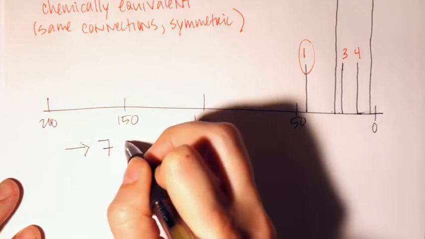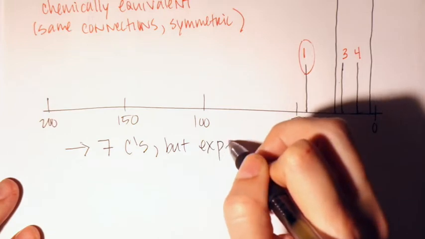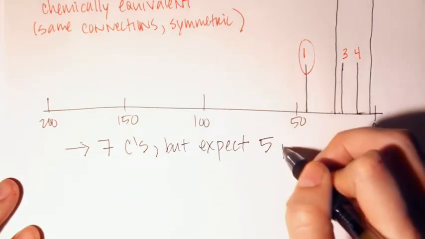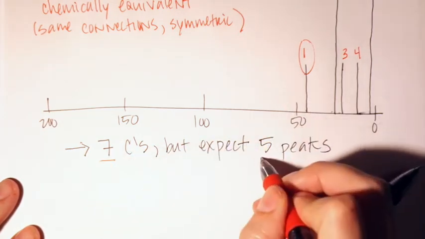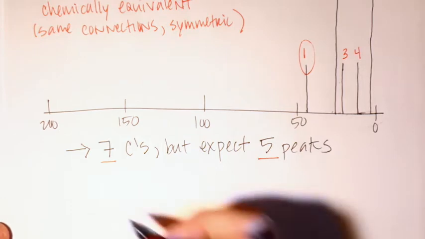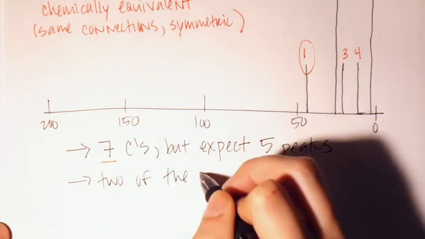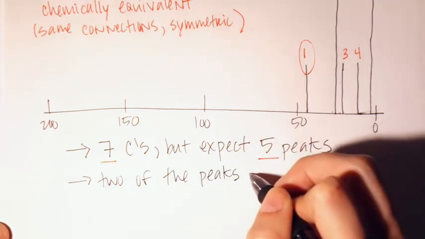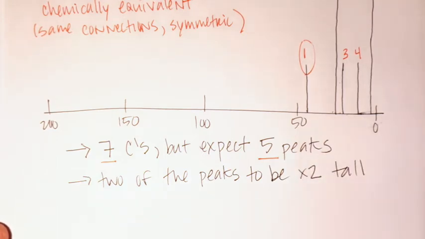So even though this structure has 7 carbons, based on the symmetry we would only expect 5 peaks. There are 7 carbons in the formula, but we would expect to see only 5 peaks in the carbon NMR, because it only has 5 different kinds of carbons, right? We'd expect 2 of the peaks to be twice as tall because we have 2 sets of 2 chemically equivalent carbons.